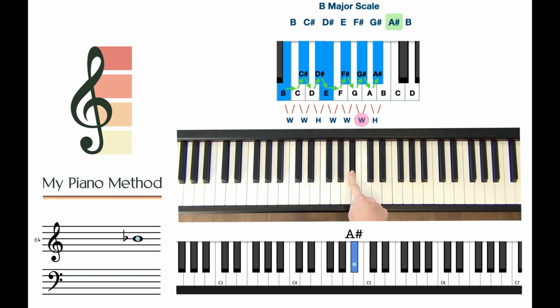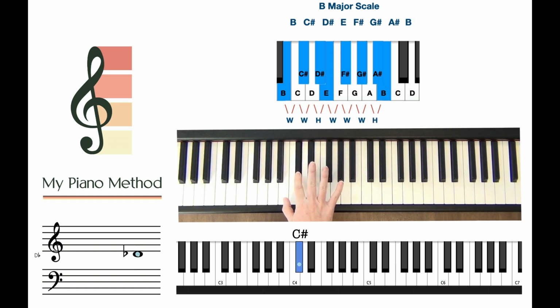And then the last note we know will be a B because this is a B major scale and the formula is telling us to move up a half step. So now we have created all the notes of a B major scale. B, C sharp, D sharp, E, F sharp, G sharp, A sharp, B.